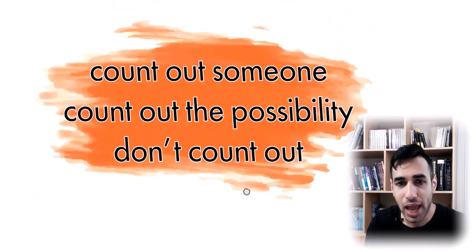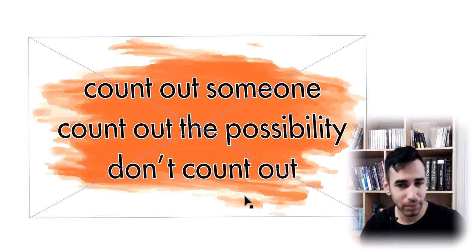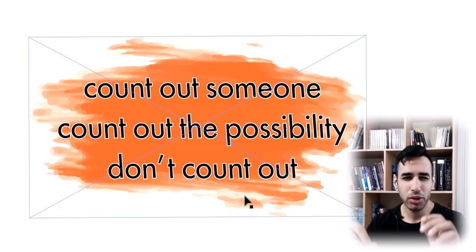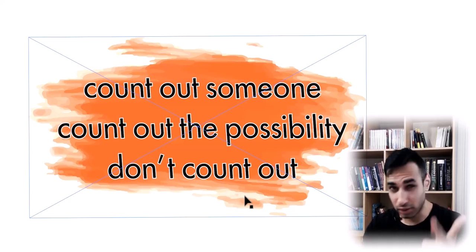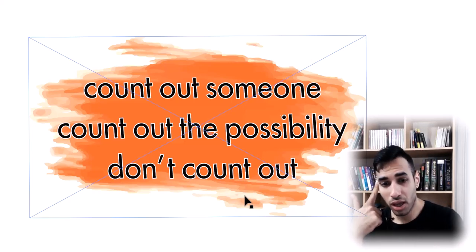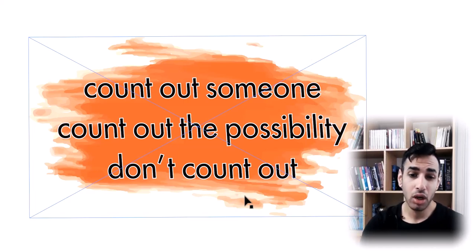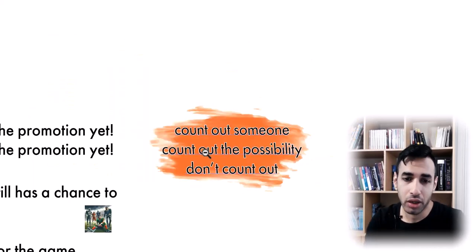So count out someone, or count someone out. Count out the possibility. It means not to consider some possibility, to remove it from consideration: count the possibility out, and don't count out. These are some collocations you need to bear in mind.